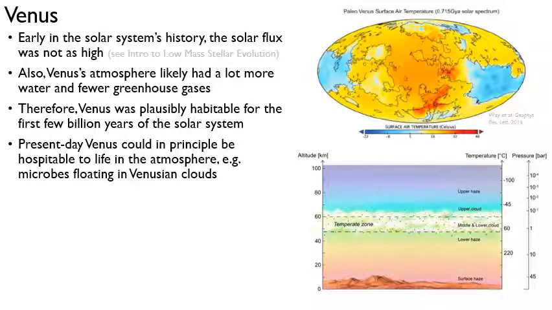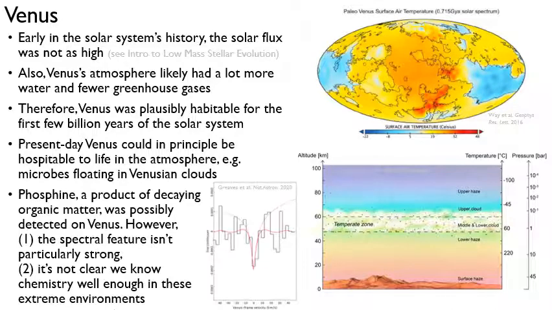In principle, present-day Venus could be hospitable to life in the atmosphere. The surface is extremely hot, extremely high pressure, very unlikely to host any kind of life as far as what we're familiar with. But if you go into the clouds, then the temperature's not too hot and the pressures are pretty reasonable. So there's been some speculation you could maybe have microbes floating in the clouds of Venus.